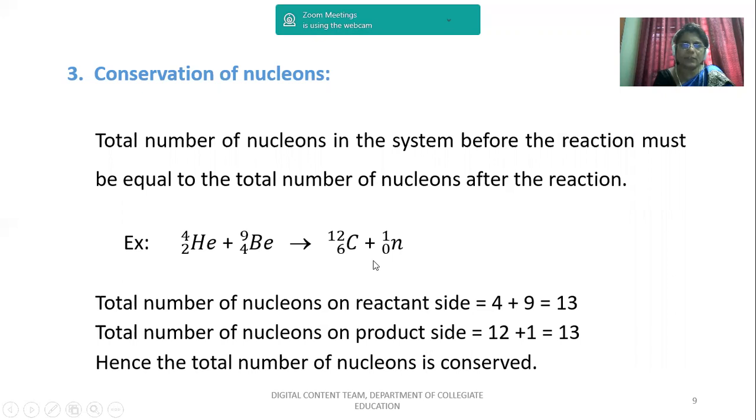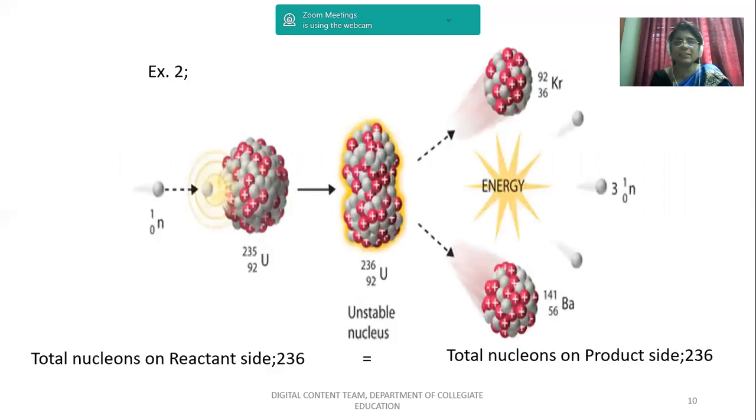On the product side, if you consider, it is carbon 12, and for neutron it is 1, so again it is 13. So the number of nucleons on the reactant side is equal to the total number of nucleons on the product side, indicating that the total number of nucleons is being conserved in this particular reaction, and hence the validity of conservation of nucleons.